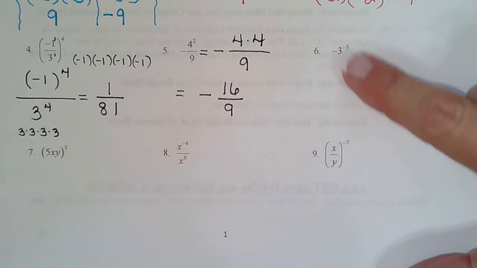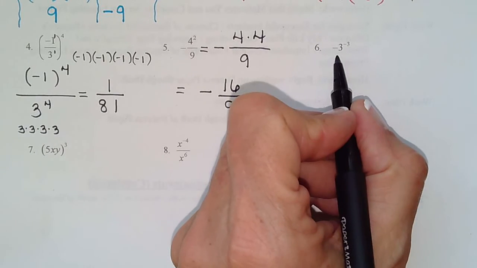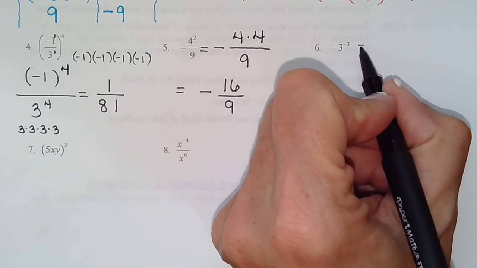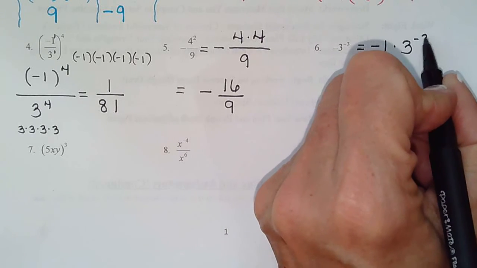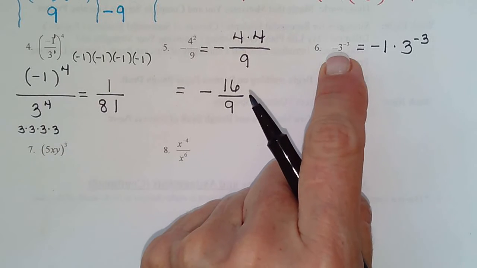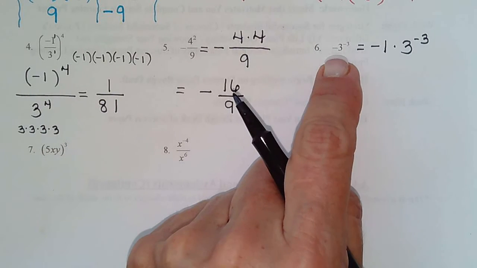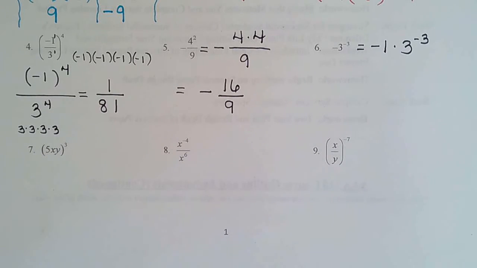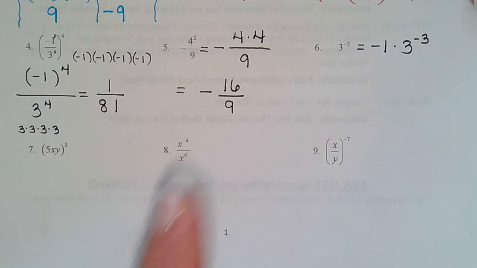This is probably one of the most missed on the test. Students have a hard time with this one. So this is how I like to rewrite this one, because to me, that's what this means. This is read the opposite of 3 to the negative 3. So opposite just means you're multiplying something by negative 1. So I know I can't leave a negative exponent.